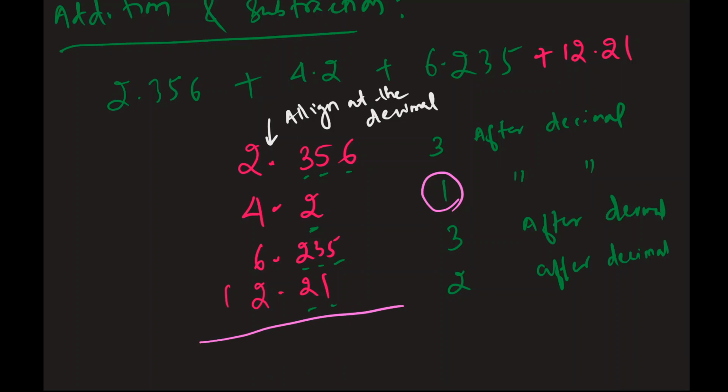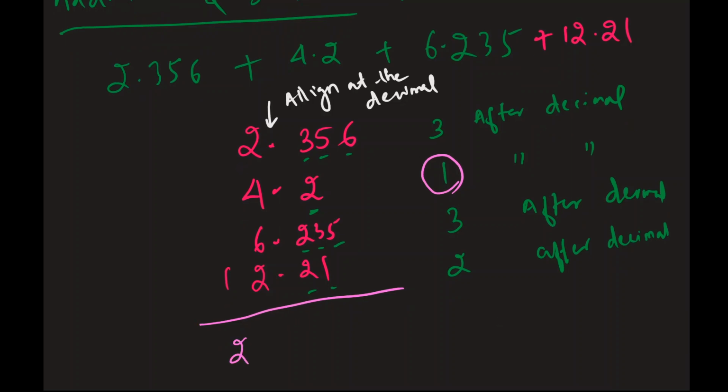Your calculator is going to give you the answer, so let me do the math. 4.2 plus 6.235 plus 12.21. Okay, my calculator is giving me an answer that is 25.001. That is the answer we got from the calculator. What would be the correct answer? I already circled it. So you have to use the lowest one.